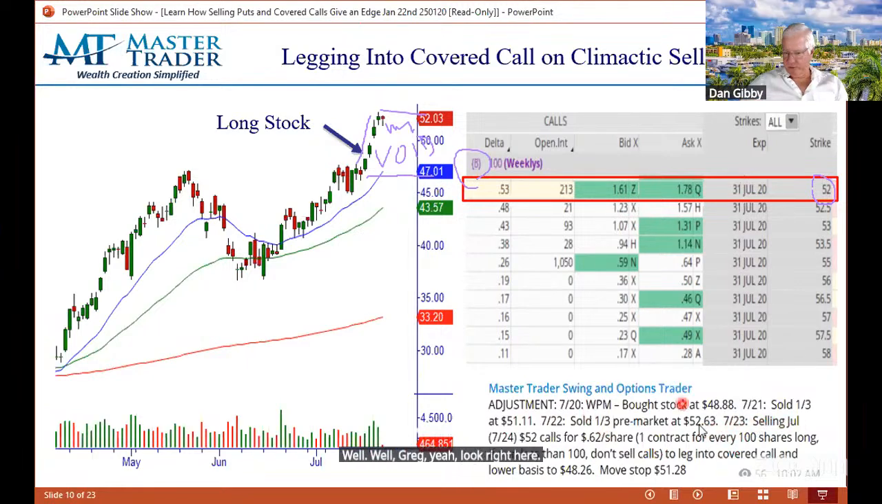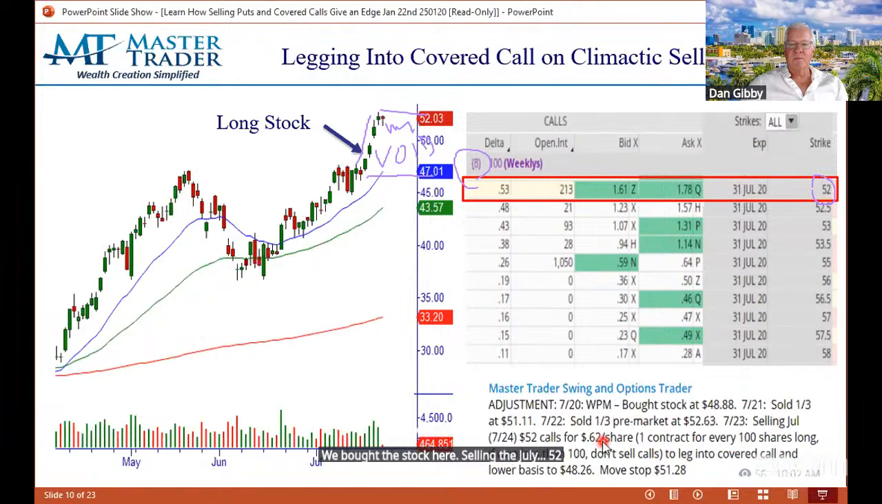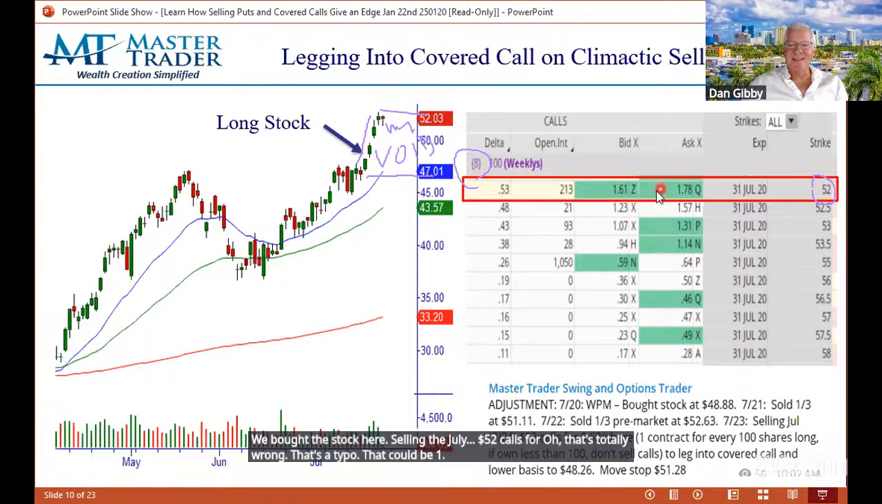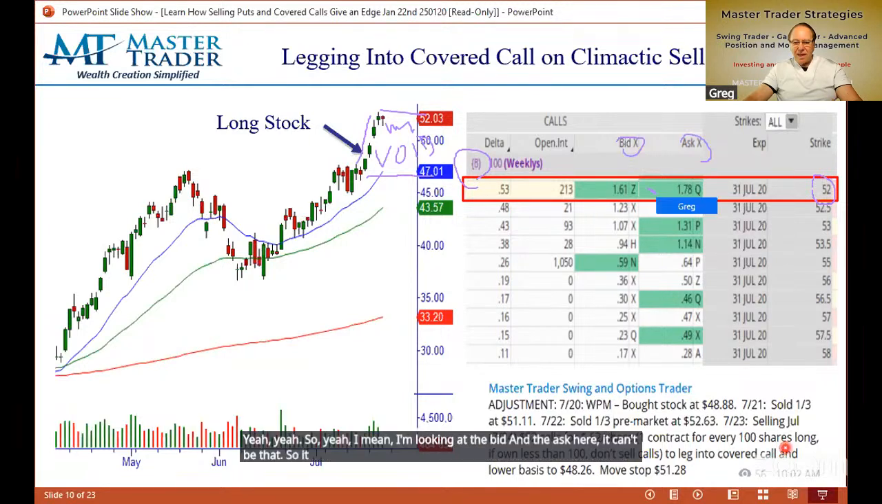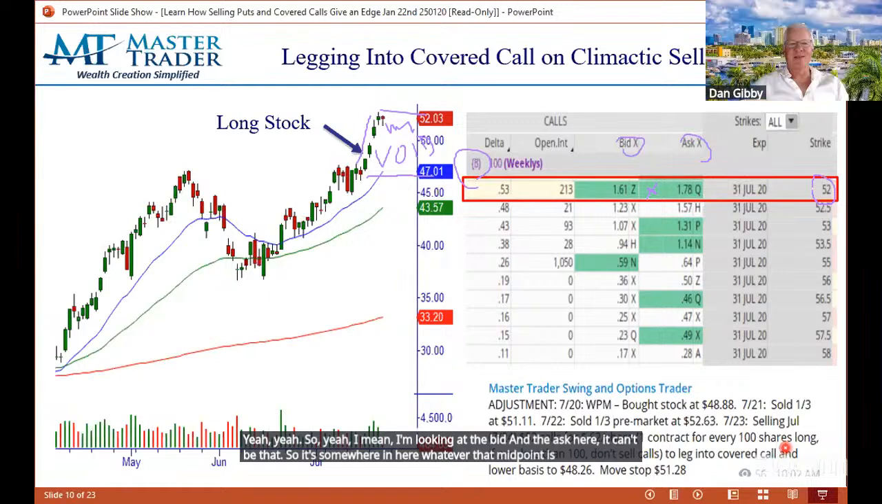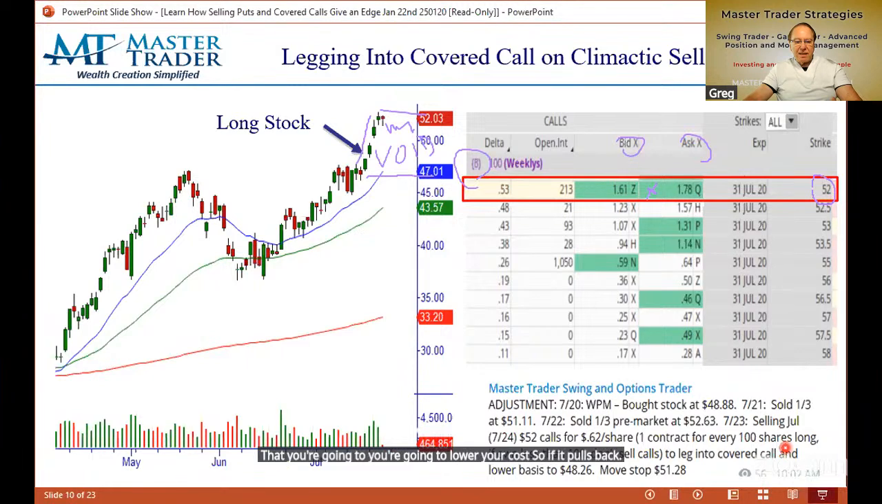This is a real trade. We send it by Telegram alerts. We bought the stock here and sold the July $52 calls for, oh, that's totally wrong. That's a typo. That should be $1.62. Correct, that's a typo, $1.62. I'm looking at the bid and the ask here, and it's somewhere in there, whatever that midpoint is where you're going to get filled. You're going to lower your cost. So if it pulls back, say to $50, you still lowered your cost by $1.62.